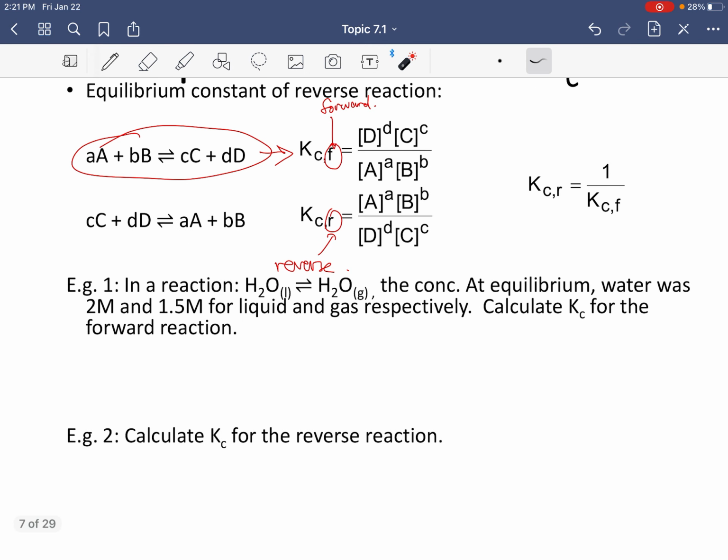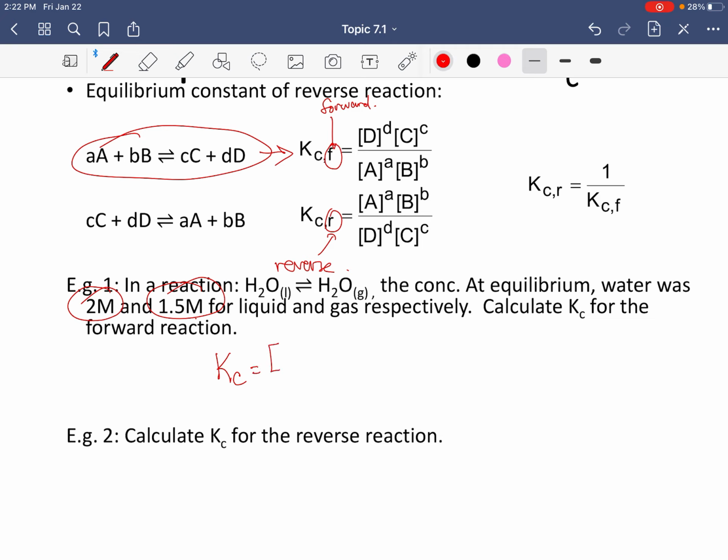So let's take a look at this calculation. First, there is a reaction involving water evaporating. The concentration of the water at equilibrium was 2 molar and 1.5 molar for liquid and gas respectively. So at equilibrium, the concentration of liquid is 2 and the concentration of gas is 1.5. Calculate K. Let's do the Kc expression first. Always start with the Kc expression.